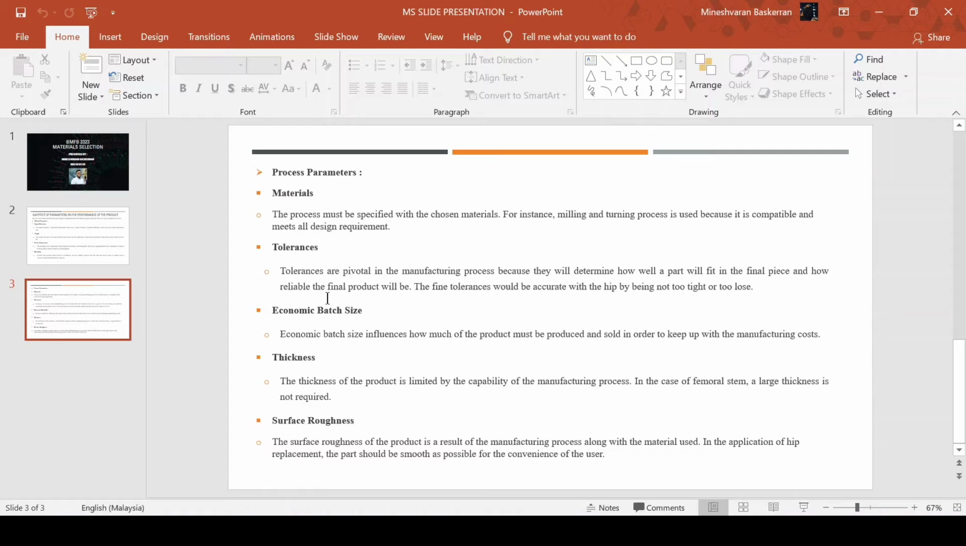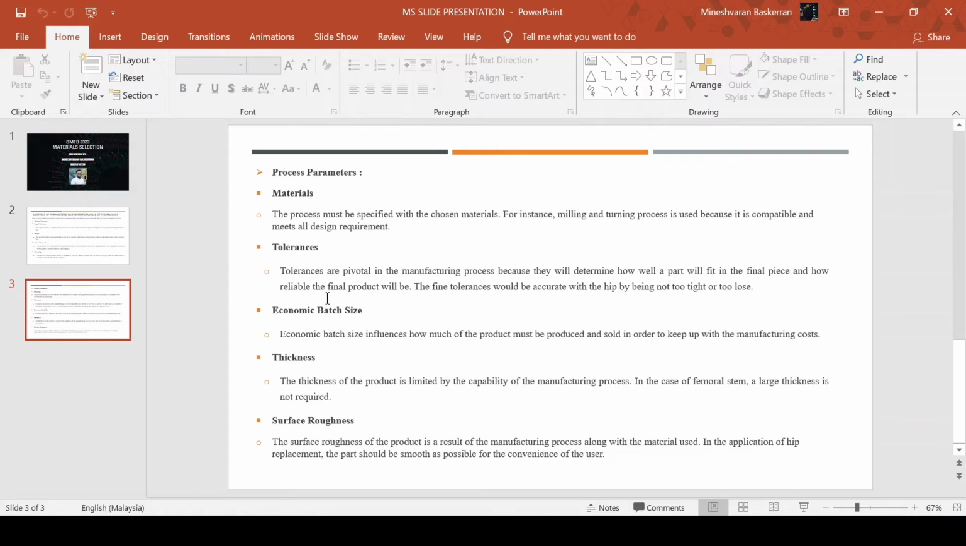Next is the process parameters. So it has material, tolerances, economic batch size, the thickness, and the surface roughness. The material must be well specified. For instance, milling and turning process is used because it's compatible and meets the design requirement. The tolerances, this is very important because they will determine how well the part will fit in the final piece. The economic batch size influences how much the product must be produced and sold.